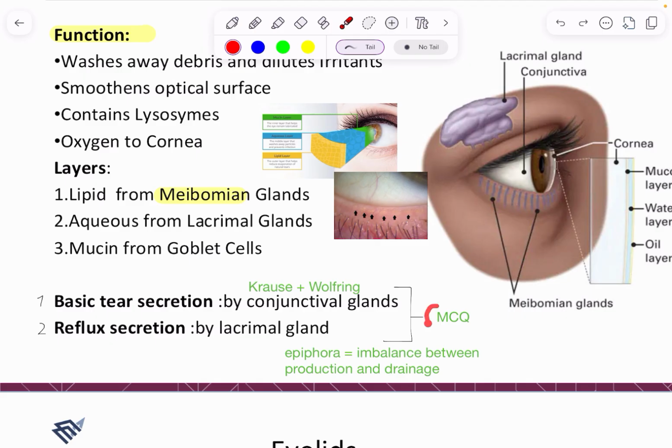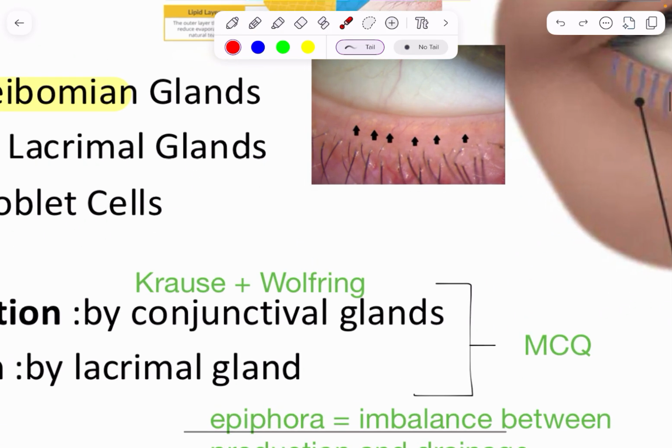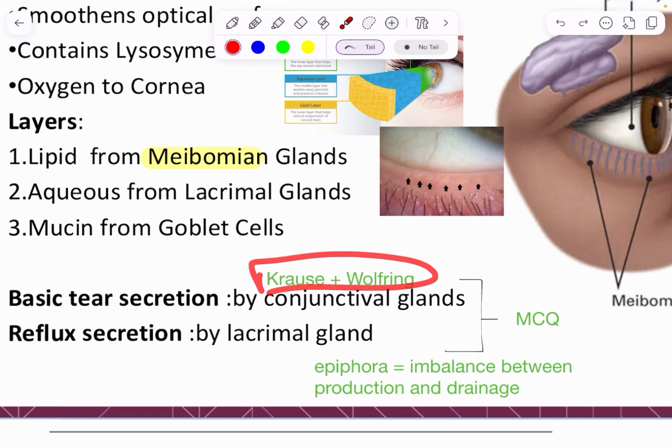أول شيء الدكتور قال هذا المهم it can be an MCQ. عندنا basic tear secretion which is يعني اللي دائما ينفرز من العين regardless of the stimuli دائما يكون عندنا هذا basic tear secretion. It's secreted by the conjunctival glands اللي هي this is FYI it's called Krause and Wolfring glands.